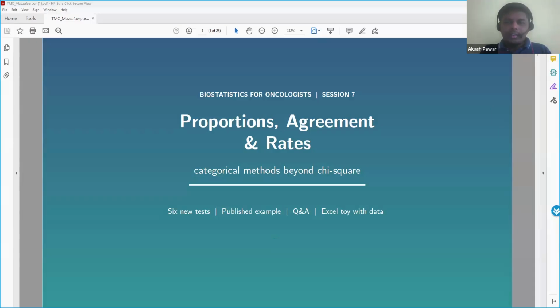In this third session, we are going to go deeper into tests on categorical data. The tests we saw in the last session were on continuous data sets. Now it is more about categorical data.